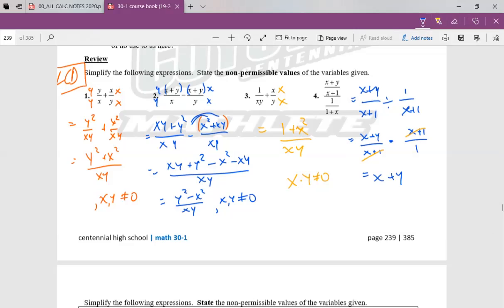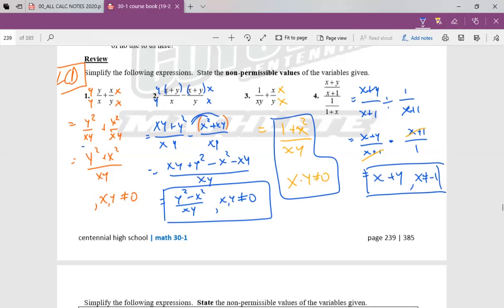So even though it's simplified and stuff has gone away, stuff that was a problem, we do need to state this, actually probably even more so now, that x can't equal -1, because in this, it looks okay. x plus y, sure, can be -1, but it can't if you look back at the original question. All of that together with the restrictions is your answer. That is what it looks like simplified. It does have the restrictions in there.